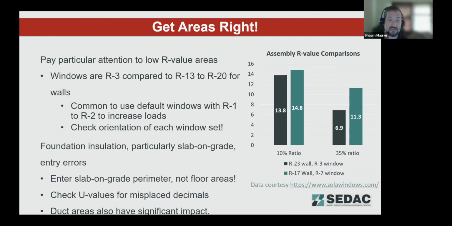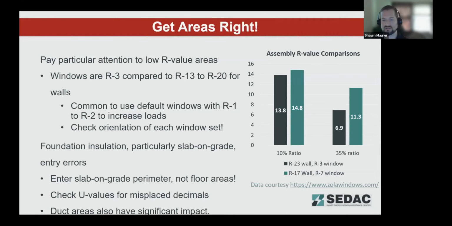Window orientation can also have a big impact. If you've got south facing windows that you're trying to take advantage of for solar heat gains, those are going to have a negative impact at nighttime on your heat loss of the building. So very important to check those and make sure those are entered properly.